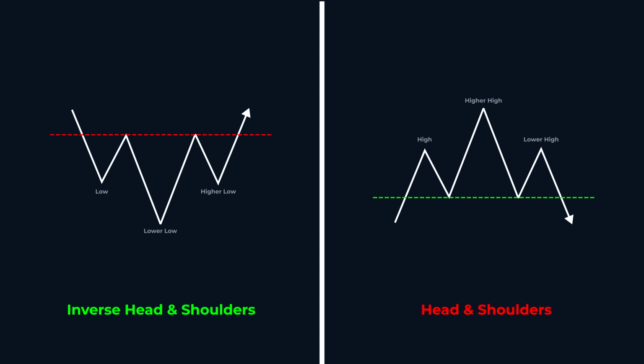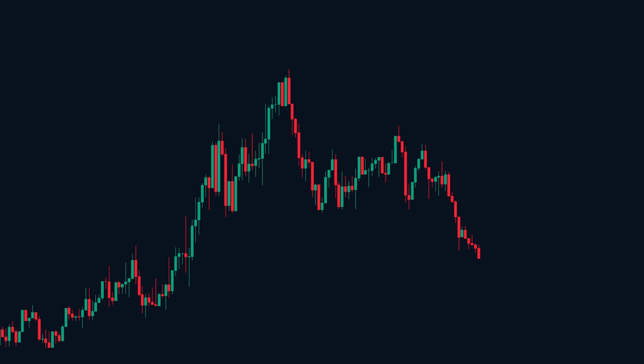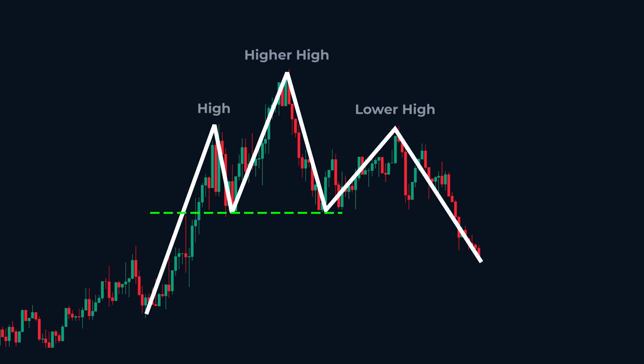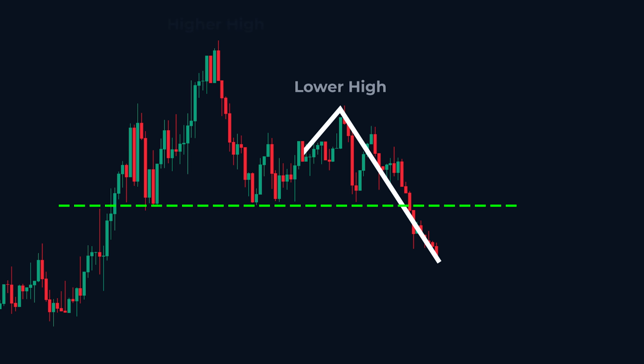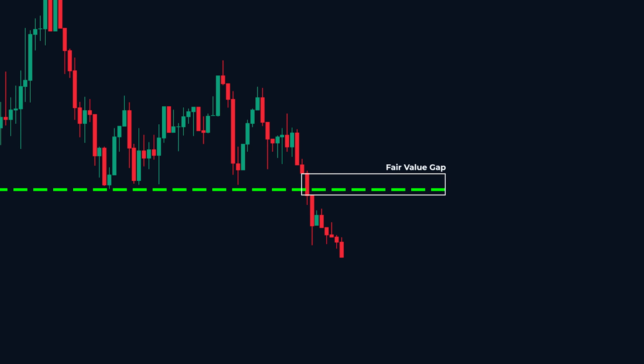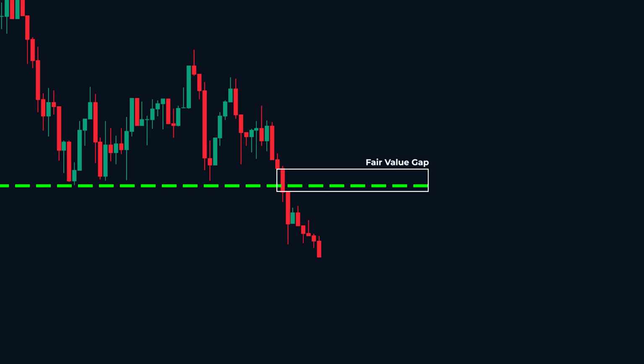This pattern also can form in both directions. Now in this example, you can see price form a high, then a higher high, followed by a lower high, showing that buyers are losing control. Then price breaks below the neckline, confirming the shift. But again, patience is everything. Wait for price to come back, test that area, and give you confirmation before entering.